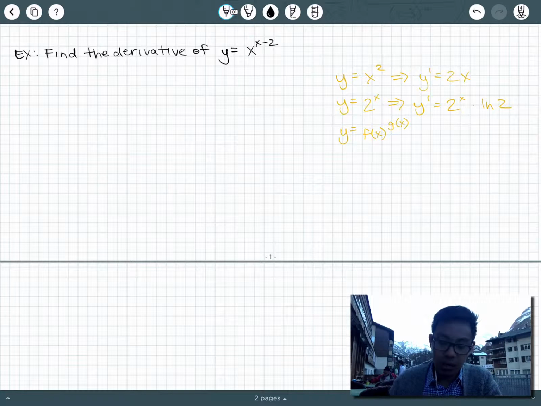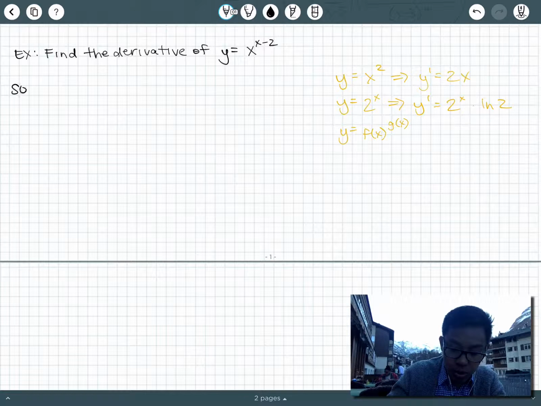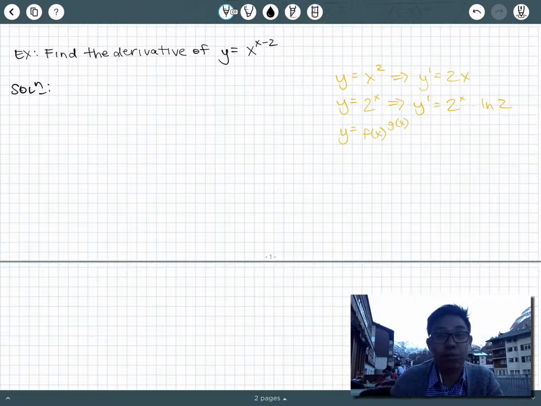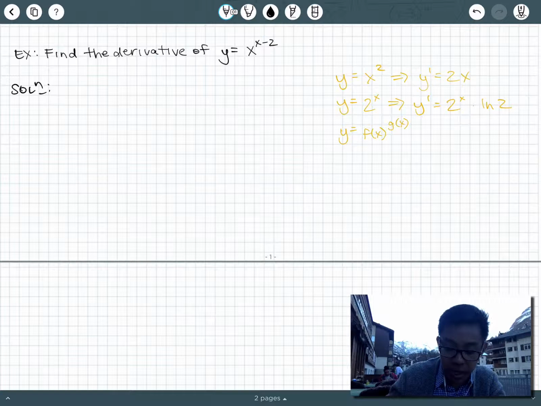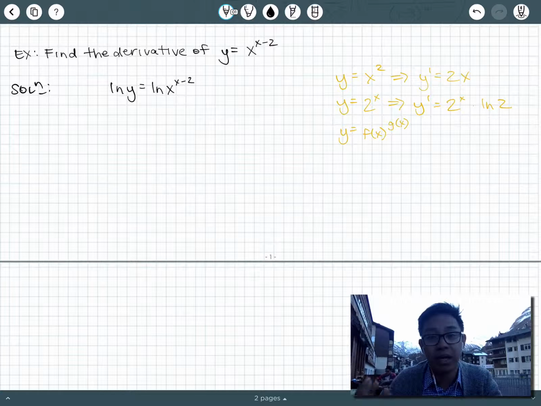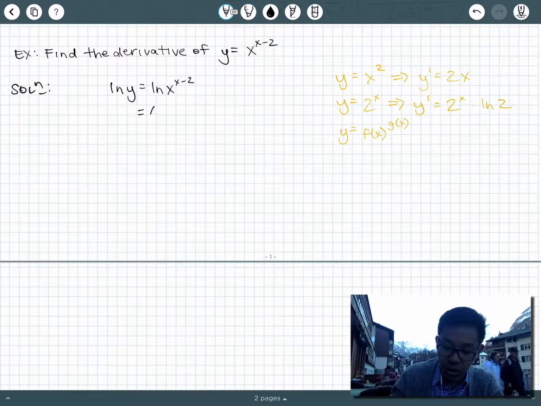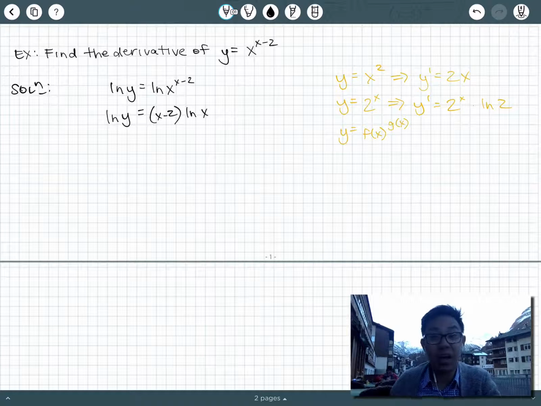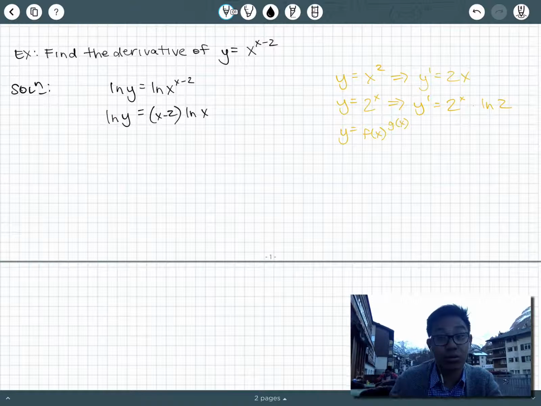So when we have y is equal to x to the x minus 2, what we can do is use logarithmic differentiation on both sides and get ln of y is equal to the ln of x to the x minus 2. By doing that, it allows us to throw the x minus 2 out front, so we get x minus 2 times the ln of x. And now on the right side, we simply have product rule. So we'll take the derivative of both sides.